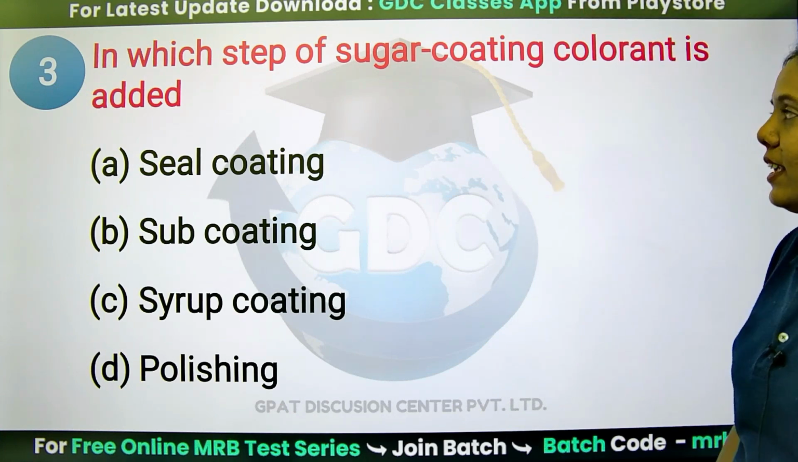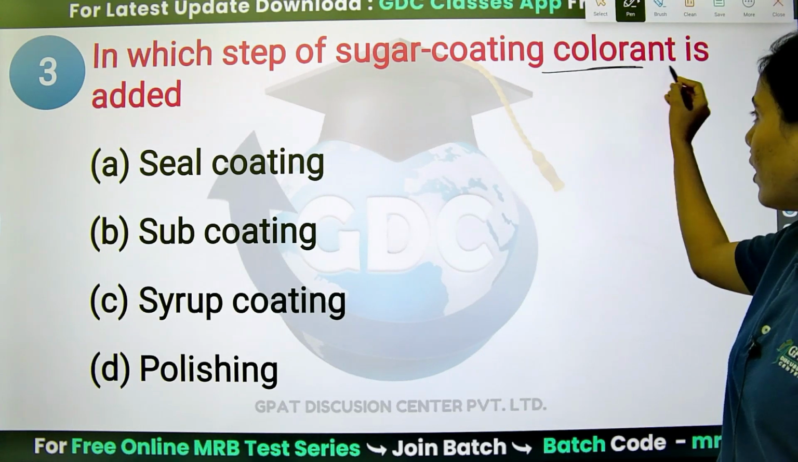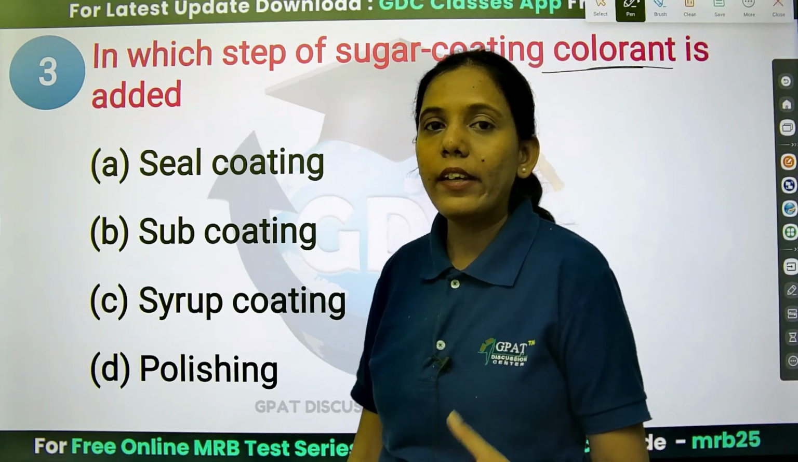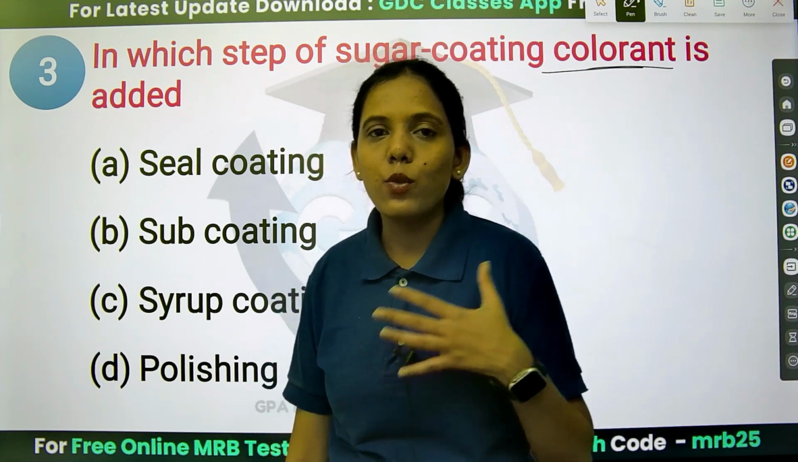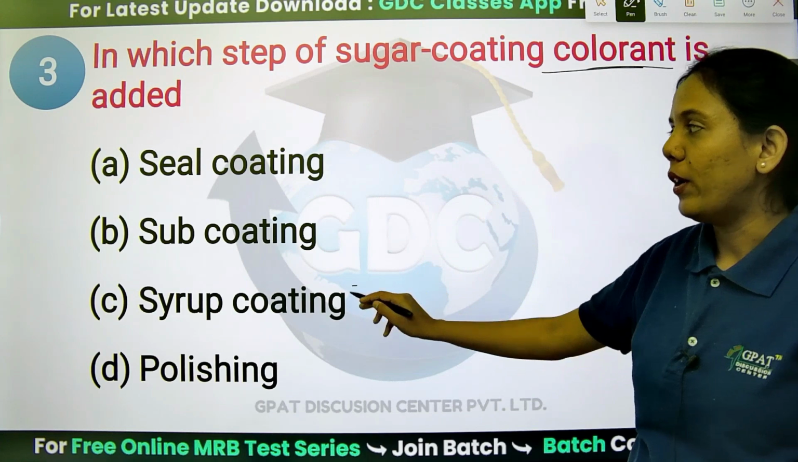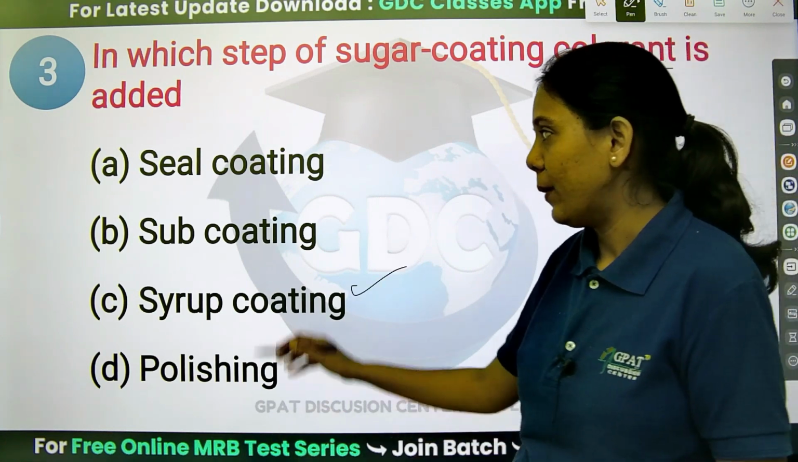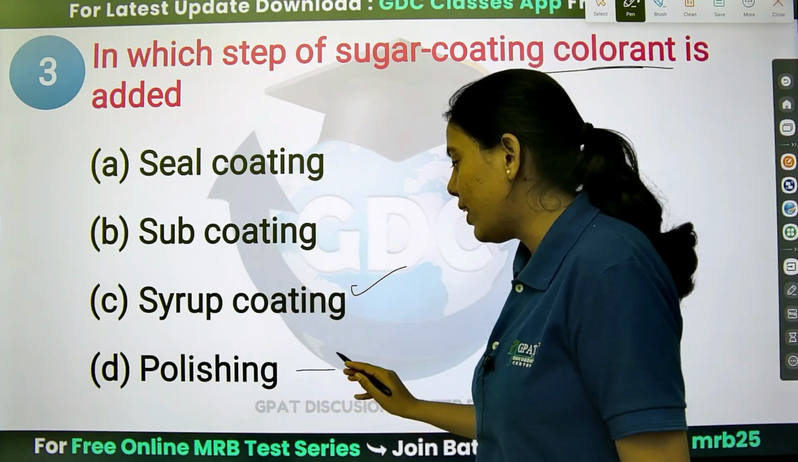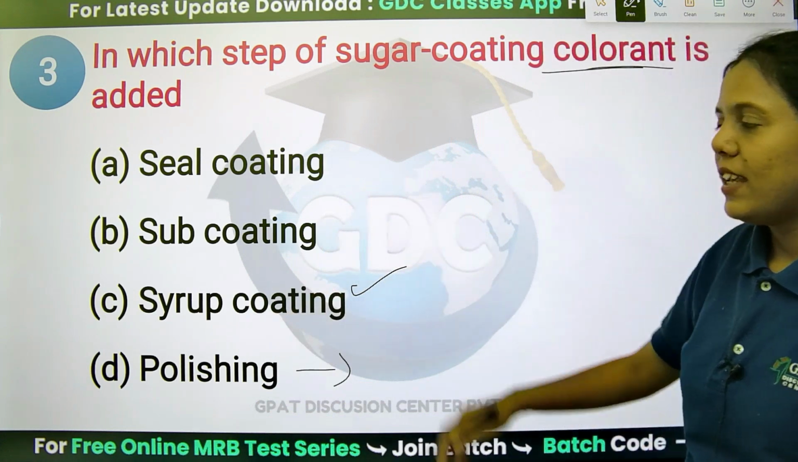The next question is, in which type of sugar coating is colorant added? If you want to add color, there are various steps. In that, if you want to add color, then we are adding it in the syrup coating. These are the steps. Okay, polishing is the last step. Then we have seal and the sub coating.